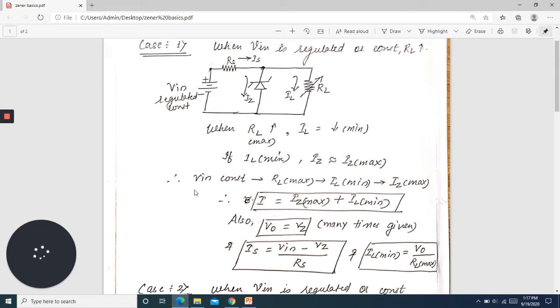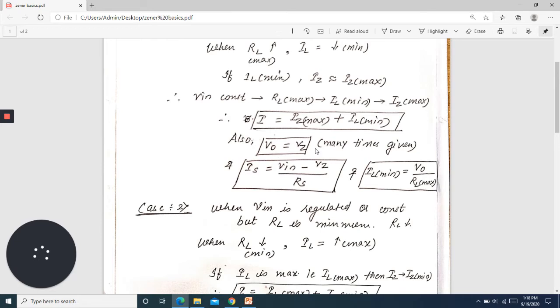So now when Vin is constant and RL is maximum, IL has to be minimum and IZ has to be maximum. Because RL is maximum, there is more opposition, so always say RL maximum, opposition maximum, and hence the current that flows will be the minimum current. If the minimum amount of current is extracted by the load, then the maximum current out of the total has to flow through the Zener diode. Also VO equals VZ.